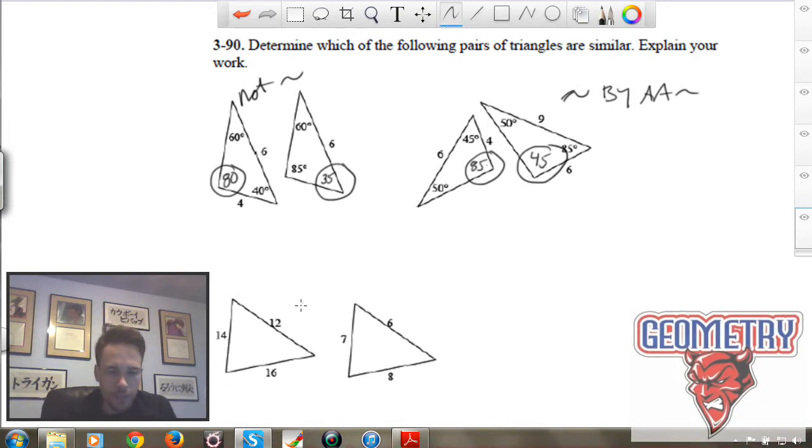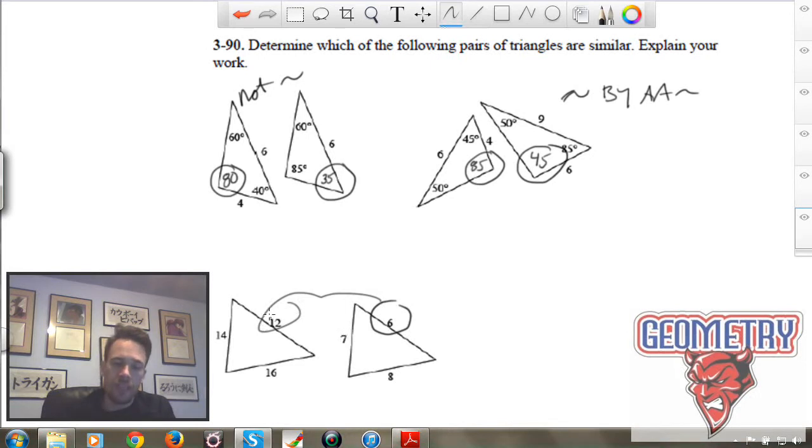The last one here, we've got to see if there's a side proportion, since we don't know any of the angles. And so we may have to do a little bit of trial and error here, because we don't know which side this 6 matches up to. I'm going to take a stab and say 6 matches up to 12. It's a 2-to-1 ratio, right? 12 is twice as big as 6.